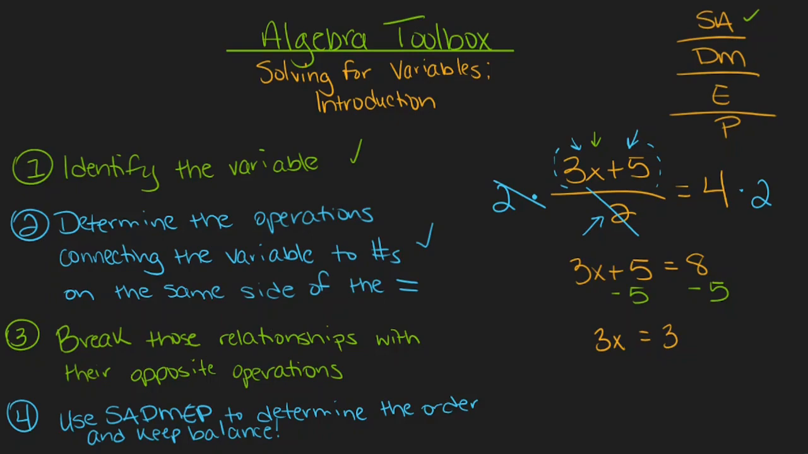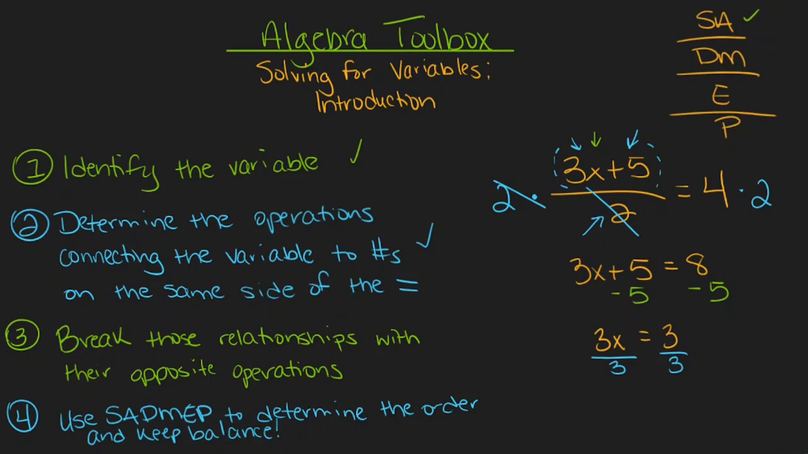to division and multiplication. The last relationship I see is that x is being multiplied by 3. We undo multiplication with its opposite operation, division, and we divide by what we want to get rid of. I want to get rid of the 3, so I will divide by 3. Because I've done that on the left side, I also have to do that on the right side, keeping balance between both sides of the equal sign.